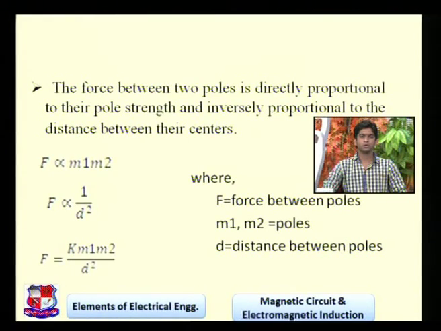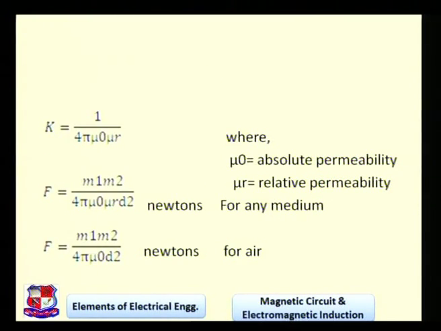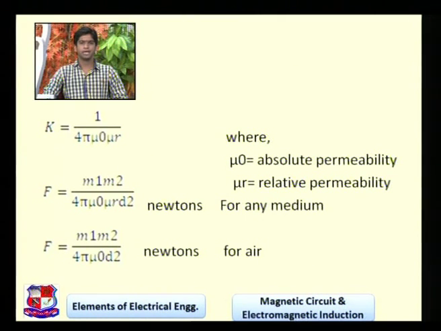So then we can put a constant: F is equal to K M1 M2 by D square. K is the constant. So we can have the value of K. K is equal to 1 by 4 pi mu 0 into mu r, where mu 0 is the absolute permeability and mu r is the relative permeability. Later we are going to see what is permeability. Now finally we can get F is equal to M1 into M2, which is the product of the two poles, by 4 pi into mu 0 mu r d square, and the unit of the force is newtons.